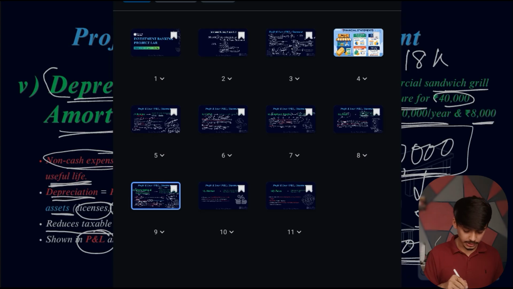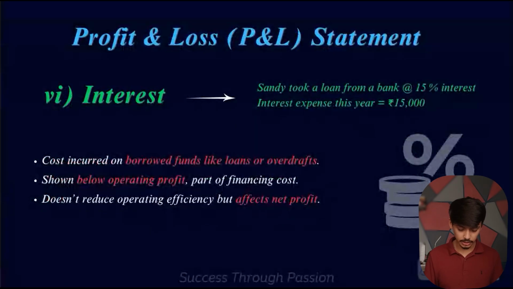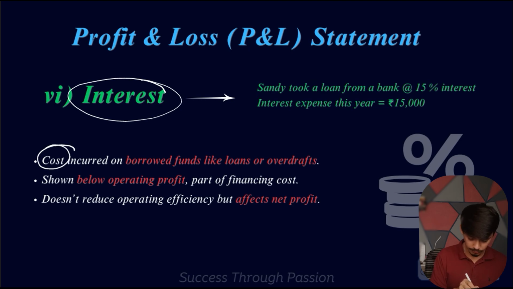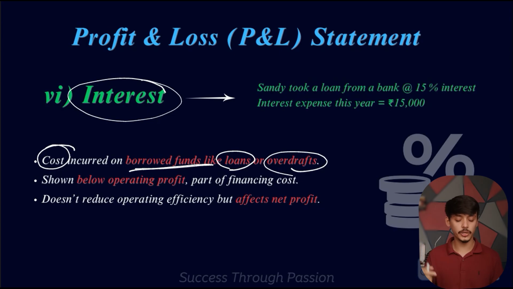Next we will move to the second non-cash expense that we incur in the business, which is interest. Interest is the cost incurred on borrowed funds like loans or overdraft. As we had understood in the first module, a business needs money to run its operations, and it can raise funds either through equity or through debt.